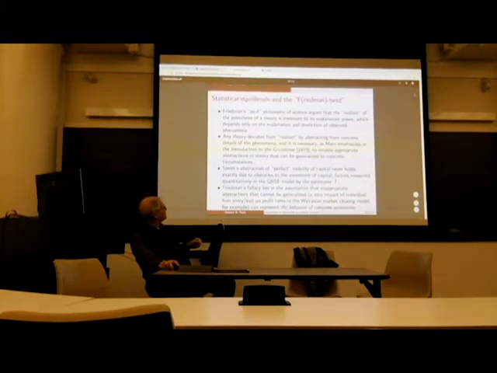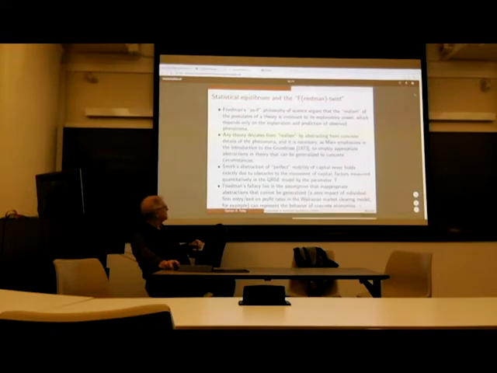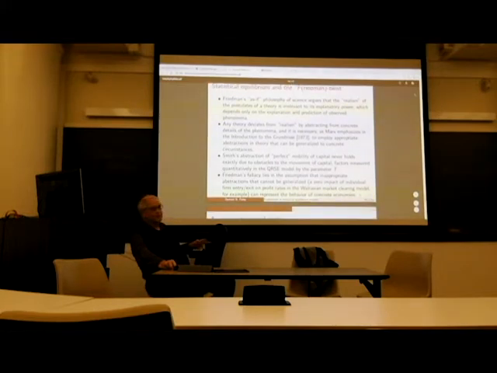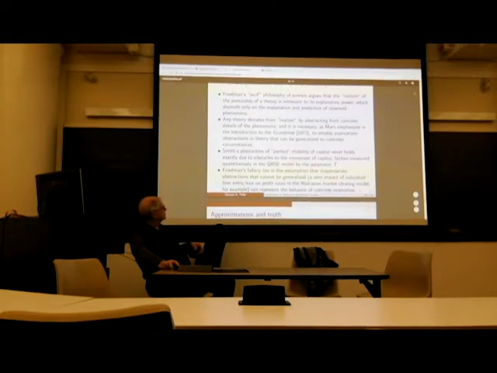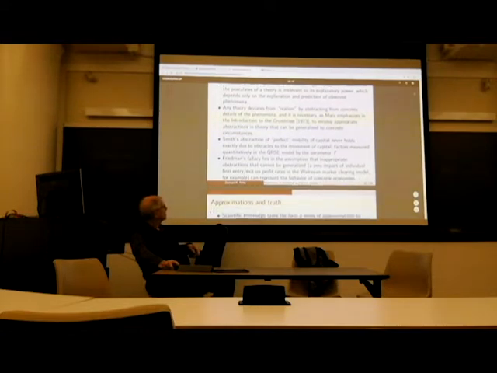Any theory deviates from realism by abstracting from concrete details of the phenomenon. It is necessary, as Marx emphasizes in the introduction, to employ appropriate abstractions in theory that can be generalized in concrete circumstances. Smith's abstraction of perfect mobility of capital, for example, never holds exactly. There are all these obstacles to mobility of capital and labor related to it. These factors turn out quantitatively in something like the QRZ model by the parameter T.